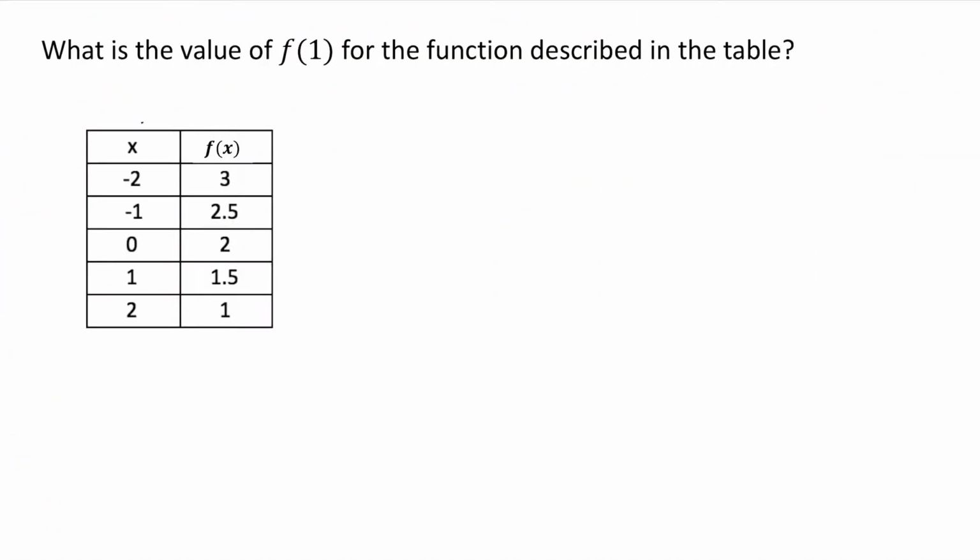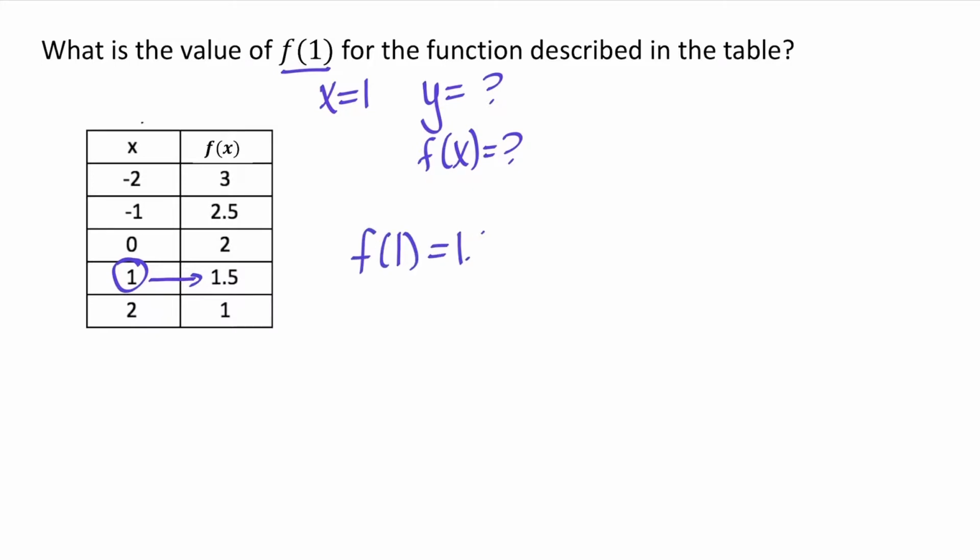So this problem says, what is the value of f of 1 for the function described in the table? So f of 1 means that it's telling me that x equals 1. So x equals 1, what is my value of y? Or what is my value of f of x? That's what it's asking me. So I go to my table and I find x equals 1. Notice that when x equals 1, f of x equals 1.5. So that means that f of 1 equals 1.5.